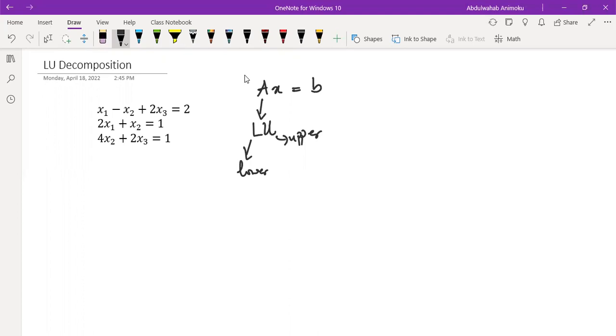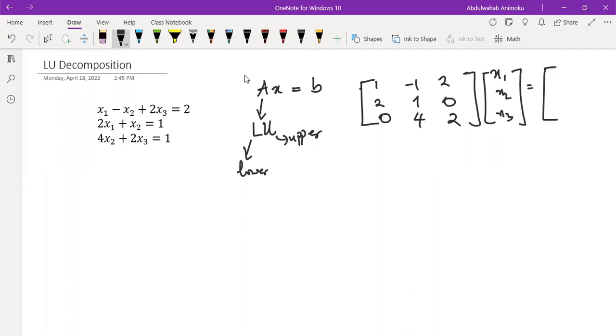So let's see, what is our A here? Our A is basically 1, minus 1, 2, 2, 1, 0, and then we have 0, 4, 2. So x1, x2, x3 equal to 2, 1, 1. So this is what we have. Now this is our A, right? And we want to decompose this. We said how we're going to do that, so let's start from here. We're going to use row reduced echelon matrices to do this.